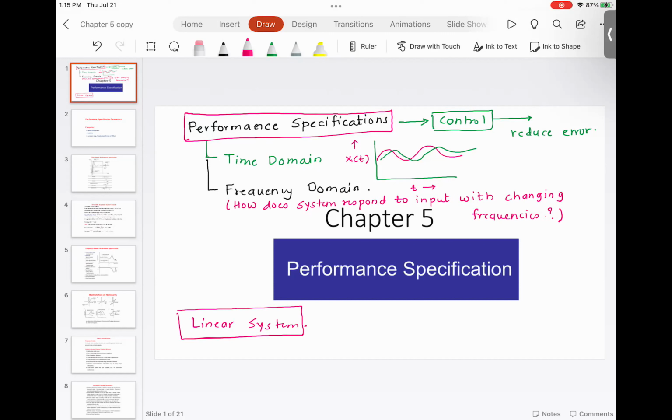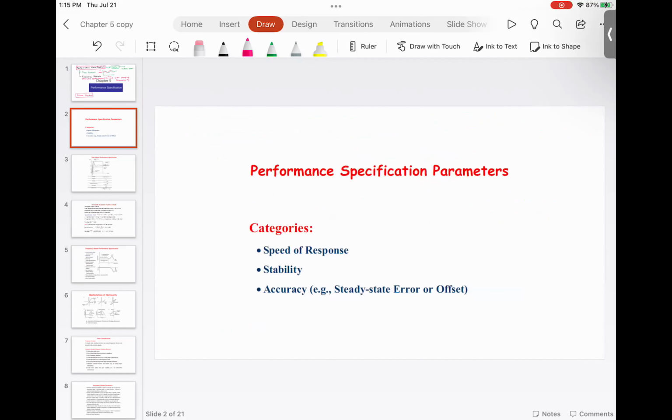And you can actually use the tools that we well know how to use to control, understand, analyze, simulate the system. Now, here are the performance specifications that engineers desire. We want to understand first the speed of response, how fast the system is going to respond to a changing input. Then we want to find out whether the system is stable or unstable.